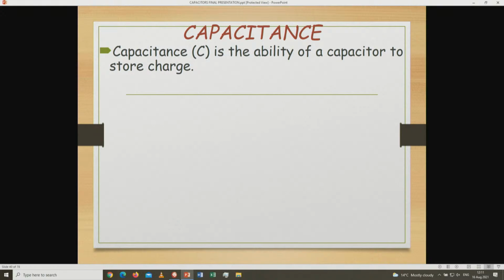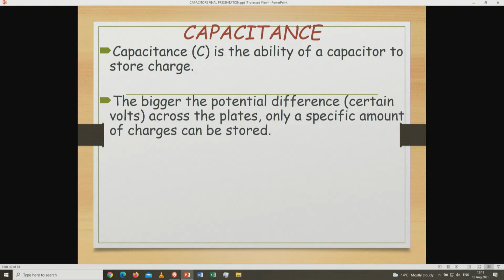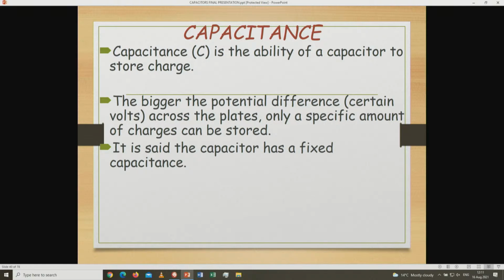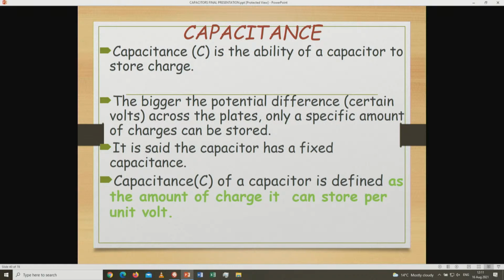Now, capacitance is the ability of a capacitor to store charge. Given the potential difference across the plates, only a specific amount of charge can be stored. It is said that the capacitor has a fixed capacitance, so it has a fixed value of charge that it can acquire. Capacitance of a capacitor is defined as the amount of charge it can store per unit volt.